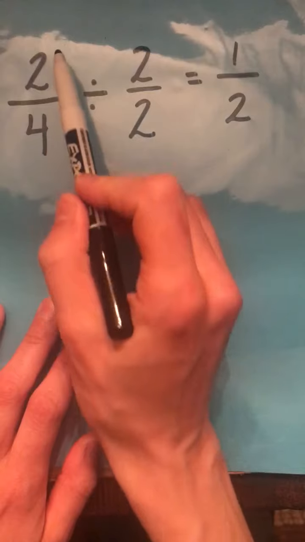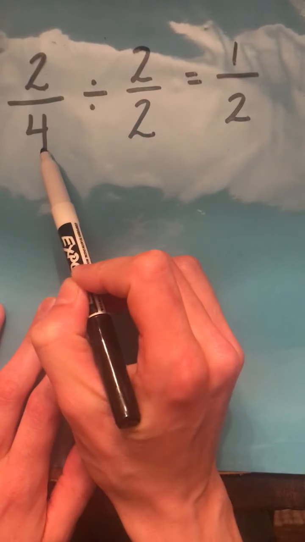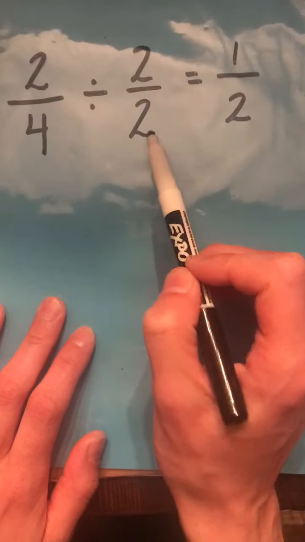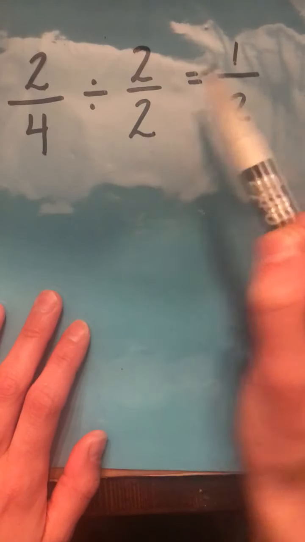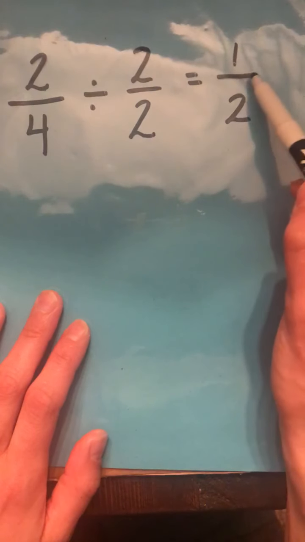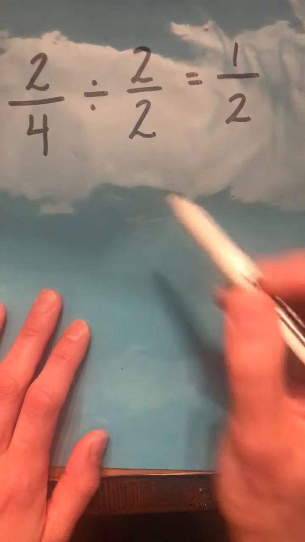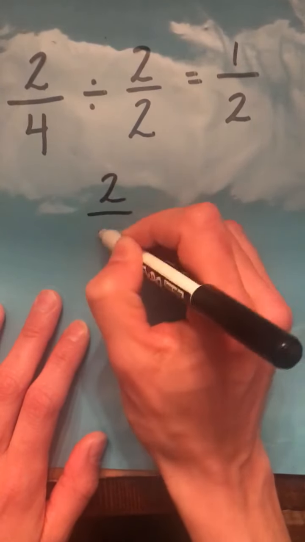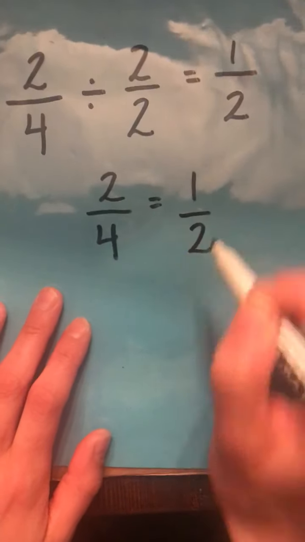So, you'll notice that we started with a fraction that had a larger numerator and a larger denominator. And when we divided it by our fraction, 2 over 2, which is the same as 1 whole, we got an equivalent fraction with a smaller numerator and a smaller denominator. So what this is telling us is that 2/4 is equal or equivalent to 1/2.